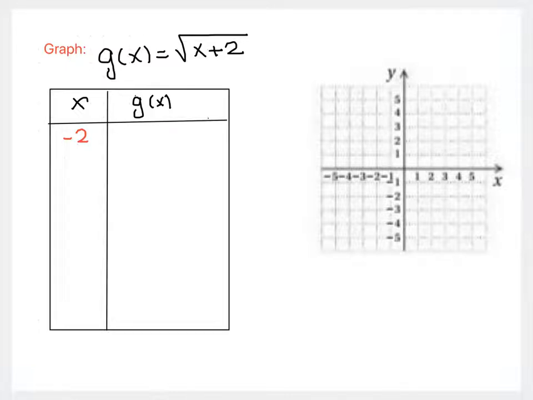We can start from negative 2 because negative 2 plus 2 is 0. We couldn't use negative 3 because negative 3 plus 2 is negative 1, and there is no real number as a square root of negative 1. So we start with negative 2, negative 1, 0, 1, 2, 3, 5, as you like. Choose any values you like. Use your calculator to find the value of the function.